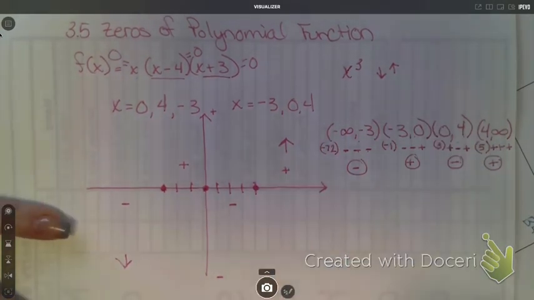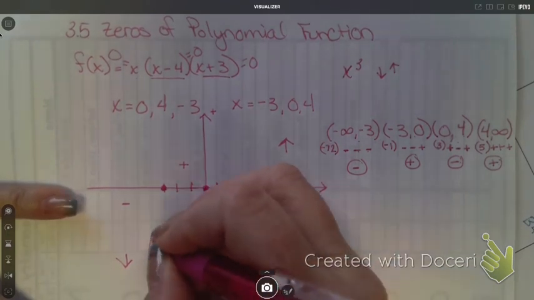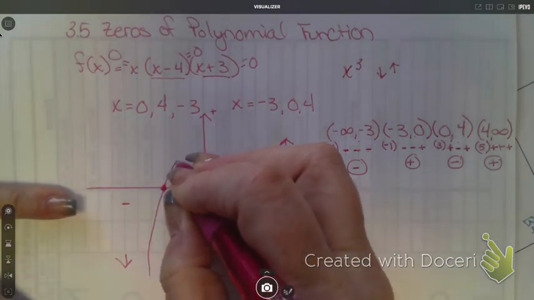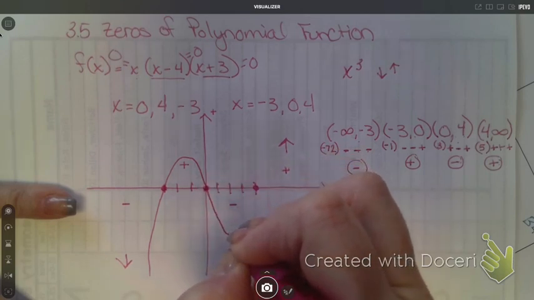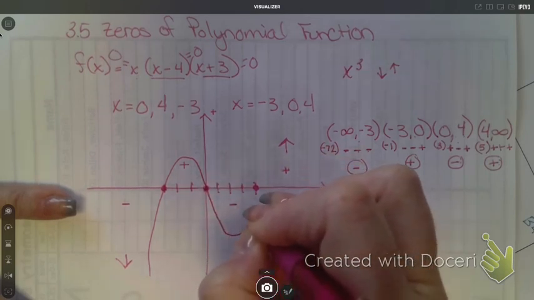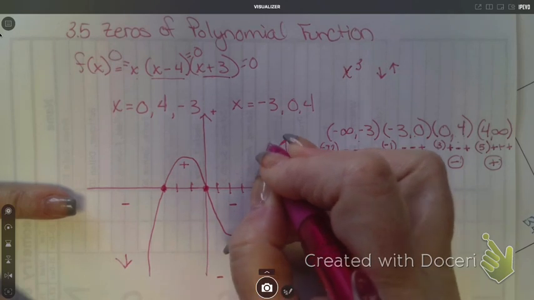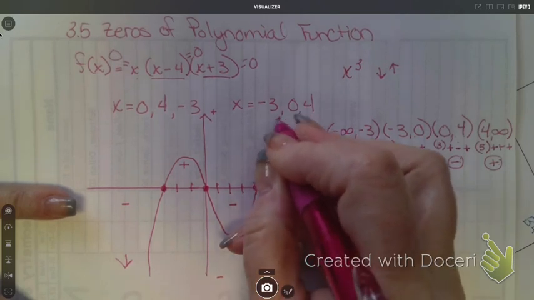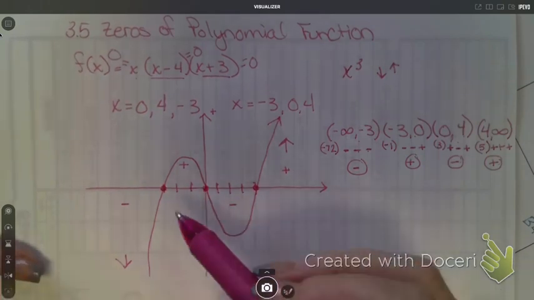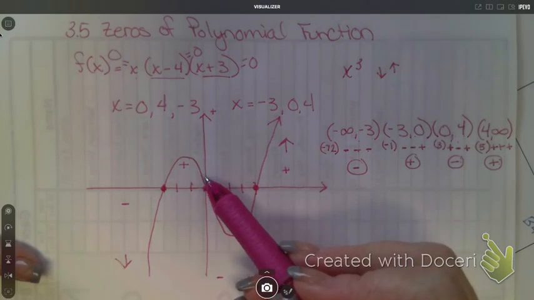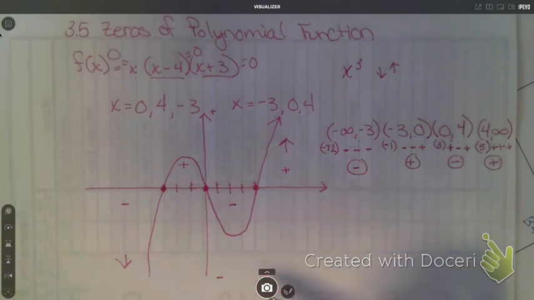Yes? So we're going to start down here, go up. We don't know how much. That's for pre-calc and calculus to figure out. Come down and go back up. Are we supposed to draw that? Yeah. Now, we don't know how high it goes or how far down it goes, do we? No, but that's not what we were going for. We were going for the zeros.